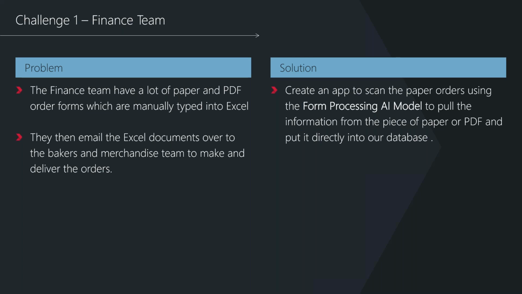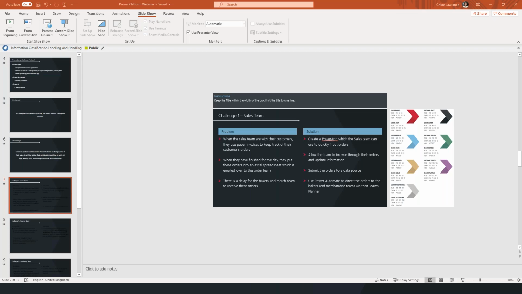So the solution that we're looking at here is creating an app to scan the paper orders using the form processing AI model. I'll go into that a little bit later on. Basically, we're going to pull the information from that piece of paper or the PDF and put it directly into our database. And this is a really cool feature, so I'm going to go straight into it and show you how this works.